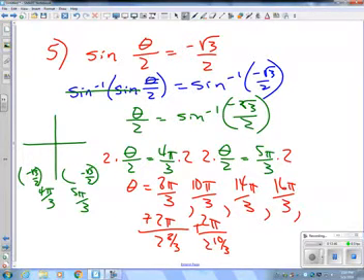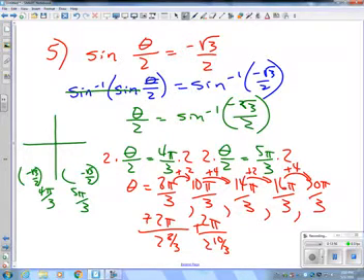So the first one went up by 2, and the next one went up by 4. The next one went up by 2, so the next one has to go up by 4 and be 20 pi over 3. So then the next one has to go up by 2 and give you 22 pi over 3. That will give you your 6 solutions.